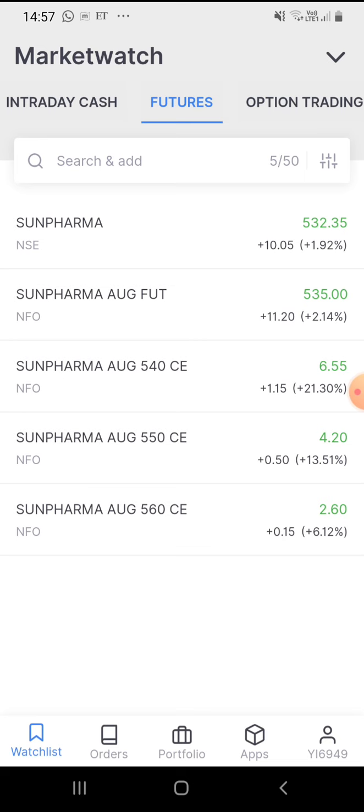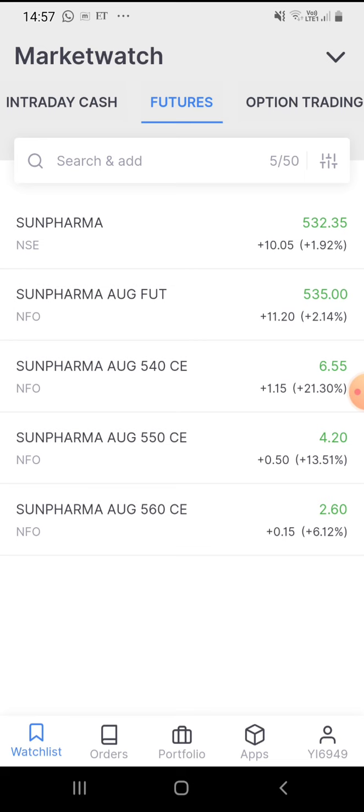The current value is 535. Adding to that, we have a separate value for all our strikes. 540 we have a value, 550 we have a value, 560 we have a value. So what is our calculation? Our calculation is that Sun Pharma will move up to 540, sorry, 545.